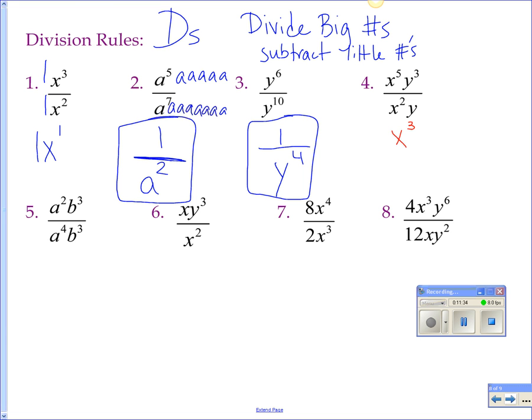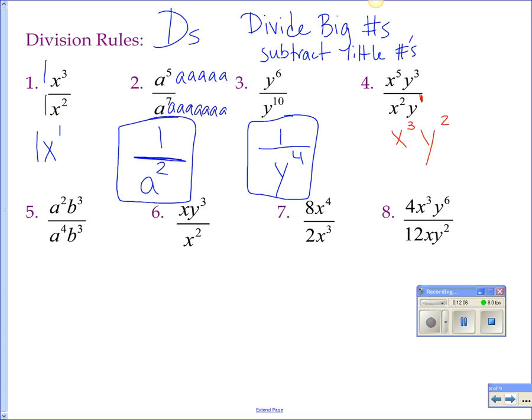All right, for the Y's, can anyone tell me what I need to do to get it right? Good. You're going to have to put a 1 here. If you don't, you're going to get the wrong answer. You have to put a 1 right there. Okay? Monica, what am I going to do with the 3 and the 1? They're little numbers. Subtract them. So that gives me Y to the 2nd. X to the 3rd, Y to the 2nd. Okay?